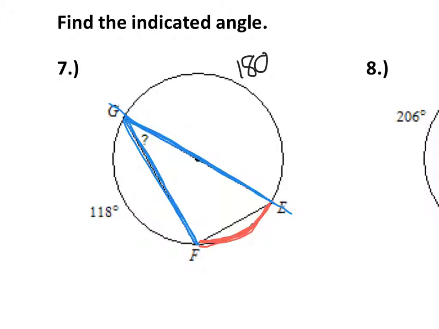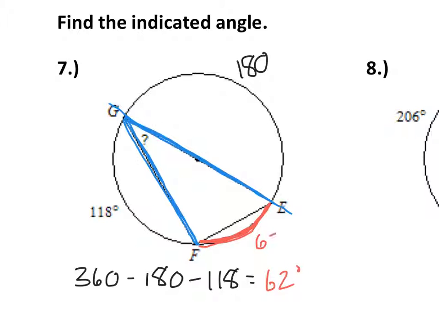So for us to find the missing red piece, we want to subtract 180 and 118 from 360. When we do that, we get 62 degrees. So we know that the red arc is 62 degrees. And again, that inscribed angle is going to be half of that measure. So 62 divided by 2 is 31 degrees. So the question mark equals 31 degrees.